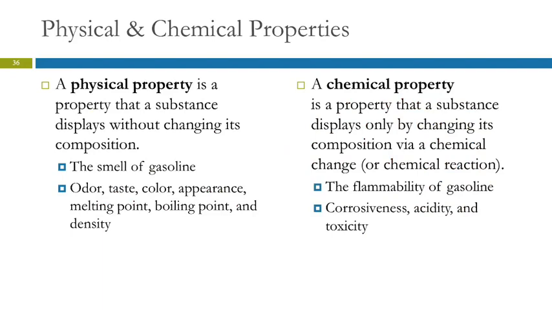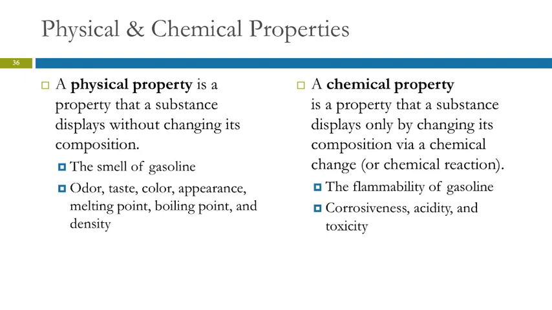So those were changes. We can also refer to properties as chemical or physical. So a physical property is one that you can observe or demonstrate without changing the composition of the substance. So the smell of gasoline is an example of a physical property. When you smell gasoline, that does not change what the gasoline is. The taste of sugar, the color of the wall, the boiling point of something, its density. You can measure or observe those things without destroying the substance.